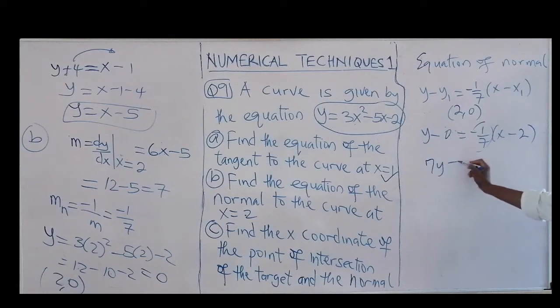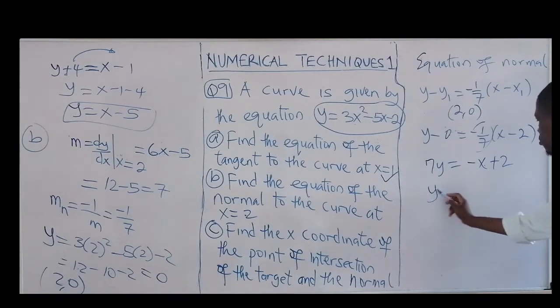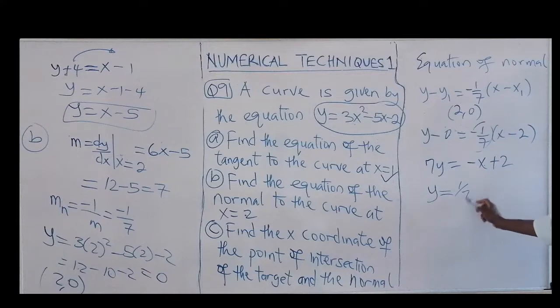That's 7y equal to, the 7 is gone, so minus 1 times x minus 2. Open the bracket: minus 1 times x, that's minus x, and minus 1 times minus 2, that's plus 2. So that's the equation of the normal. The only thing we can do more is to make y the subject, that's y equal to 1 over 7 into bracket minus x plus 2. So that finishes that.